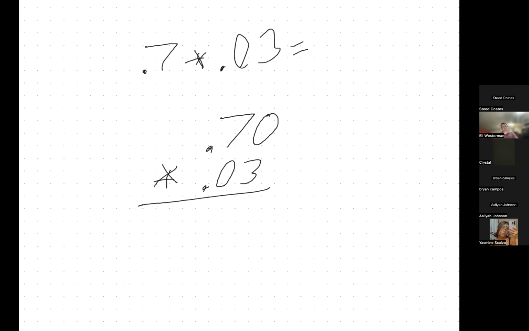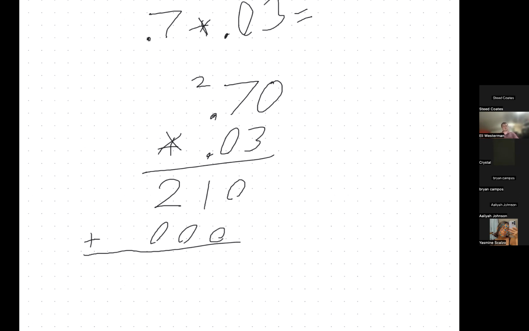Now we're going to go 0 times 3 is 0. 3 times 7 is 21. So bring down the 1, carry the 2. We'll put a placeholder 0 here. 0 times 0 is 0. 0 times 7 is 0. So now we'll bring this all down, 210. Now we have to count the decimal places. There's 1, 2, 3, 4. So now we go 1, 2, 3, 4. So our answer is 0.021.